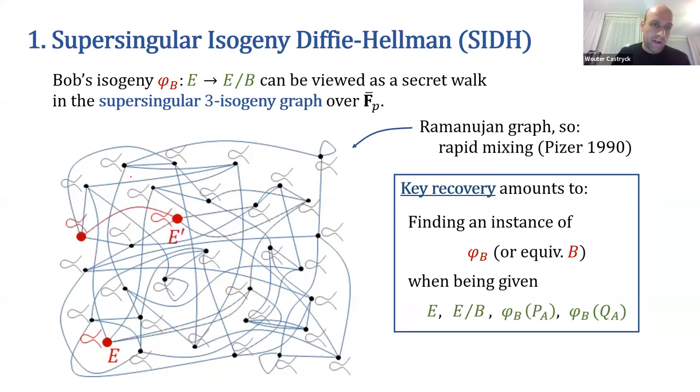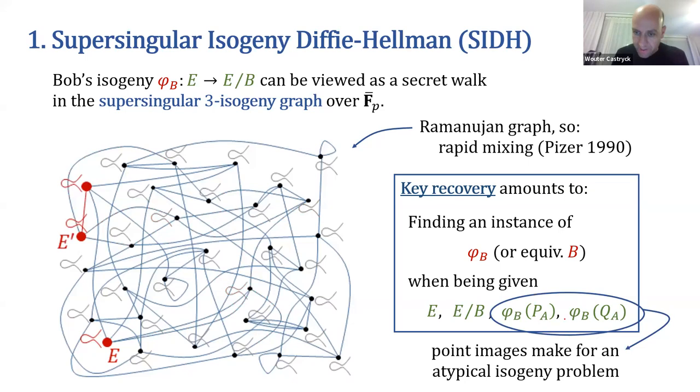This is now a 4-regular graph because there are 4 outgoing 3-isogenies out of each vertex, essentially. And a key recovery for Bob, and this is what we will focus on in this talk, in the attack, amounts to extracting phi B, the secret isogeny, or the secret subgroup of Bob B, upon input of the starting curve, the end curve E modulo B, and the images under Bob's secret isogeny of Alice's auxiliary points. And I want to re-stress that this makes for an atypical isogeny problem.